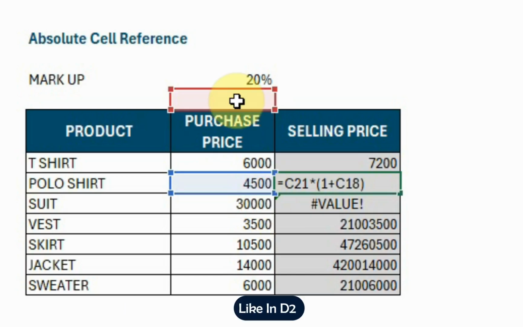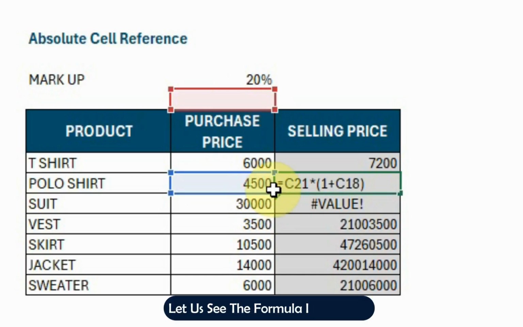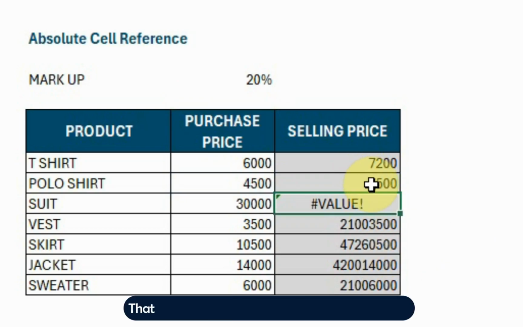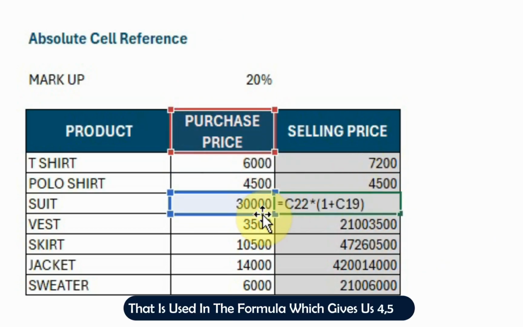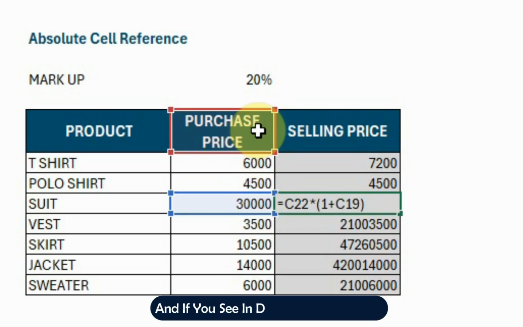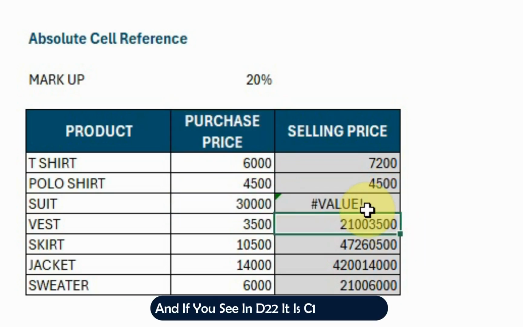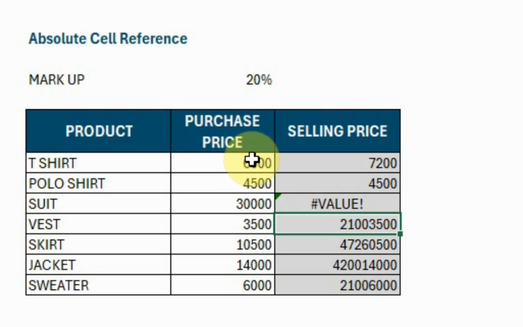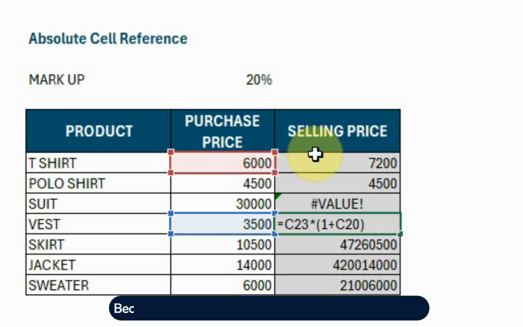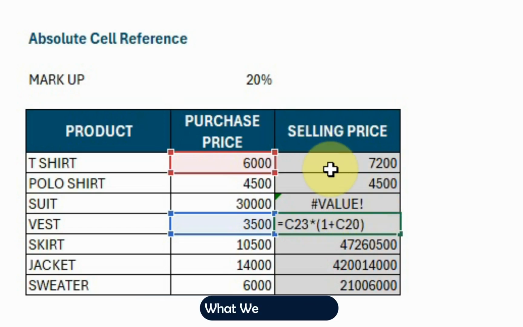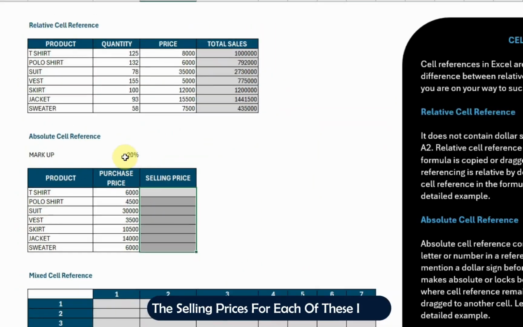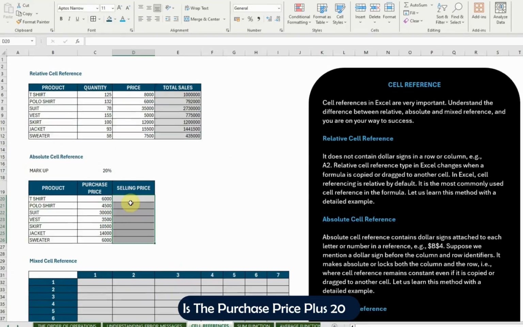Like in D21, let us see the formula. It is cell C18, which is empty, that is used in the formula, which gives us 4,500. And if you see in D22, it is C19 times C22, which has given us a hash value. The same is applied to the other cells because I used relative references instead of absolute. This is because Excel has not understood that what we need to get the selling prices for each of these items is the purchase price plus 20%.